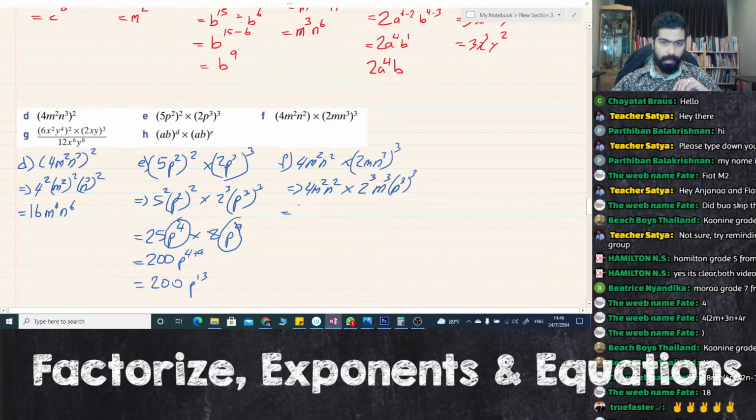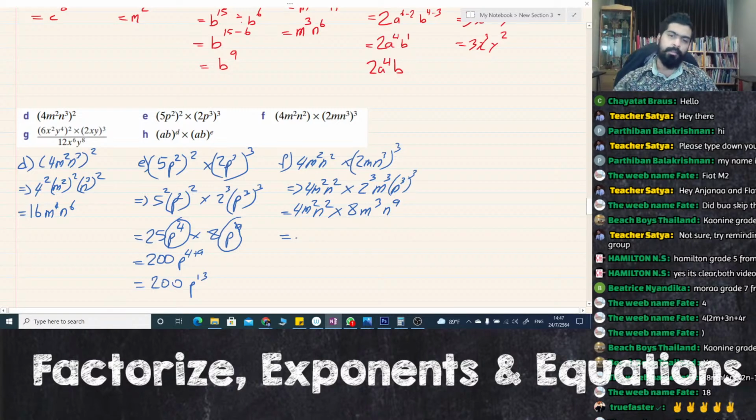Now let's see what we have here. We have 4m squared n squared from the first term, right? Multiplied with 2 to the power of 3, which is 8. And here's where many students make mistakes, guys. 2 to the power of 3 is 2 times 2 times 2, right? So 2 to the power of 3 will give us 8. And then m to the power of 3. And in this one, guys, n to the power of 9, because 3 times 3 is 9.